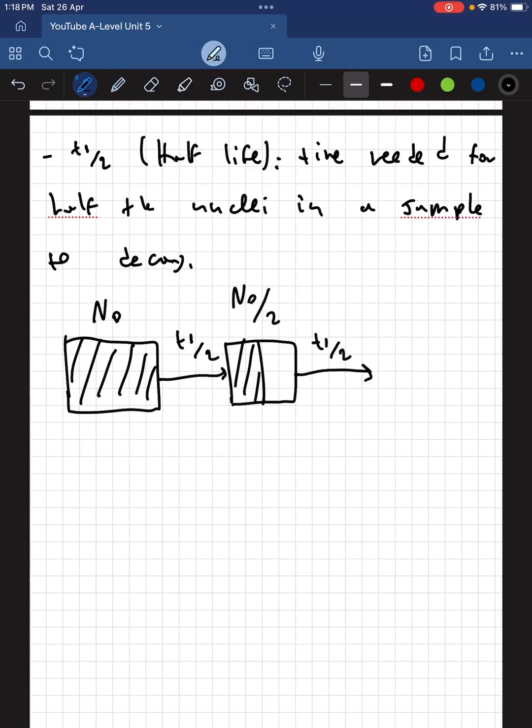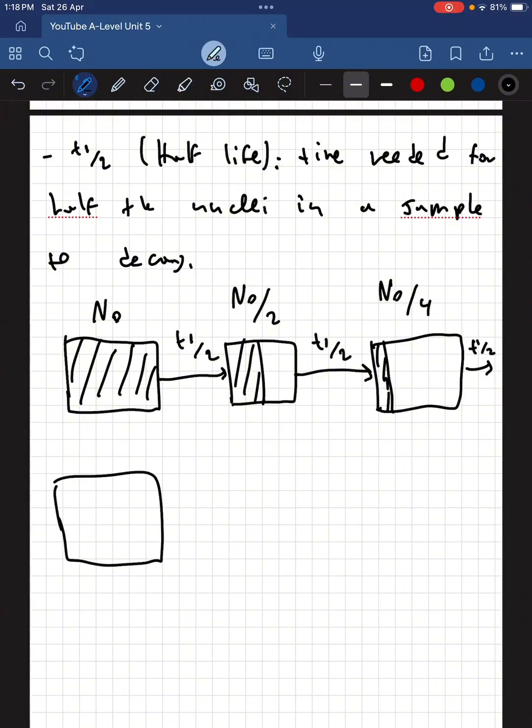In another half-life, one half of one half is going to be gone, so we will be left with N naught over 4, right? Then in another half-life, T1 half, another one half of one half, so 1/8 N naught over 8 will remain, and so on and so forth. So we lose half the nuclei in each half-life.